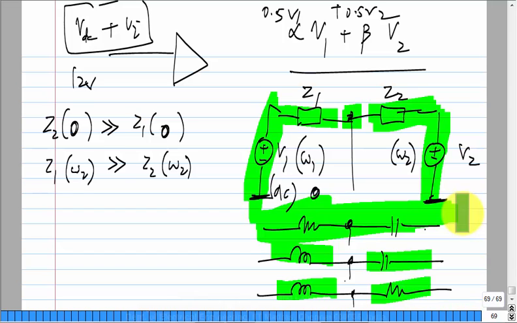The advantage of the inductor is that it has zero DC resistance, zero impedance at DC. So that can be an advantage also. Okay, so we will continue on about these things.